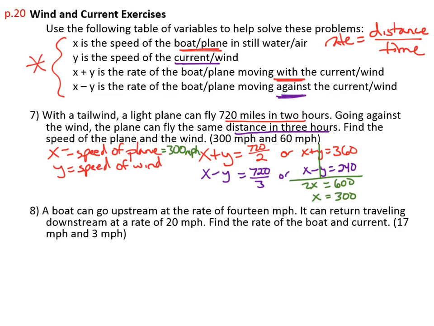So that means that the rate of the plane is 300 miles per hour. And then to find the rate of the wind, you can choose whichever one you want to substitute it back into, but I'm going to go with the first one. 300 plus y is equal to 360. So we subtract the 300 from both sides and we can see that the rate of the wind is 60 miles per hour.